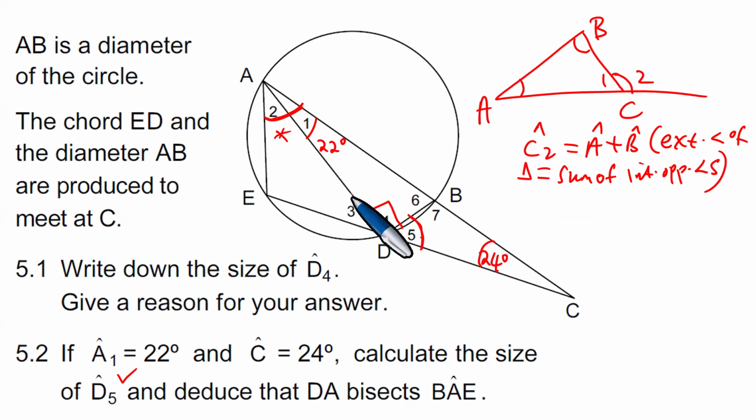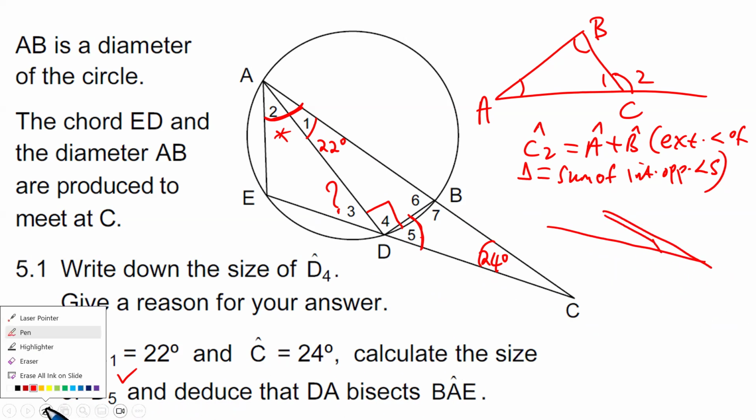Now, it means that the angle D3, because chord ED and diameter AB are produced to meet at C. The fact that they are produced means that these are extended as straight lines. So we have the kind of triangle that is doing this. Okay, the examiners are a little bit clever. You have the kind of triangle that is doing this.